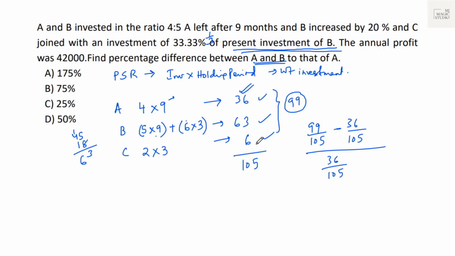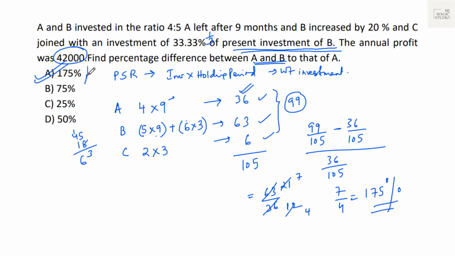It is simply 99 minus 36, that is 63, divided by 36. 21 divided by 3, it is 12. 3 is 7, 3 is 4. 7 by 4 is 175%. Instead of 42,000, if here 4 crore 20 lakhs is also given, then also the answer is 175%. Option A is the pick.